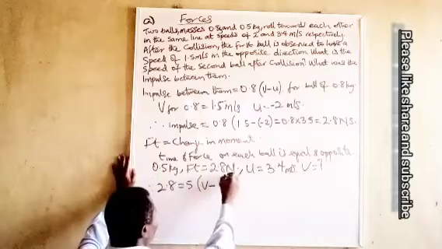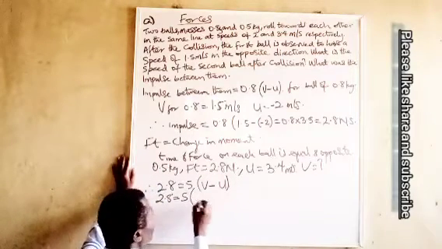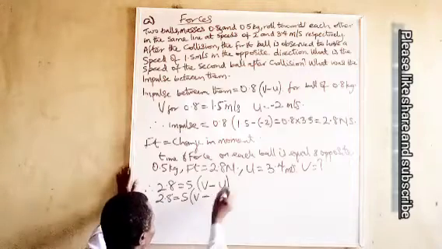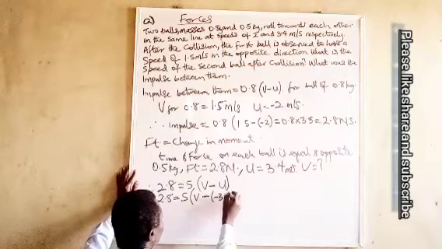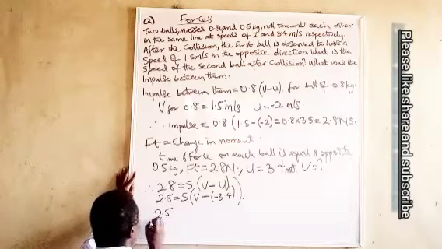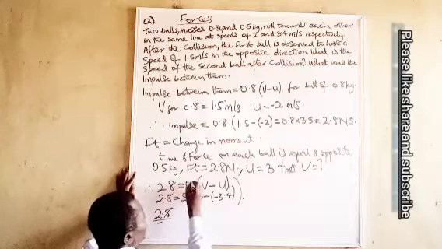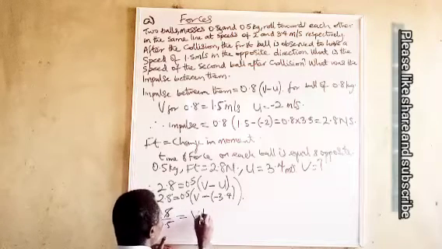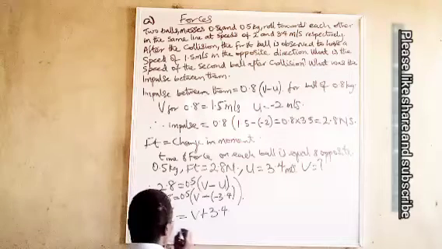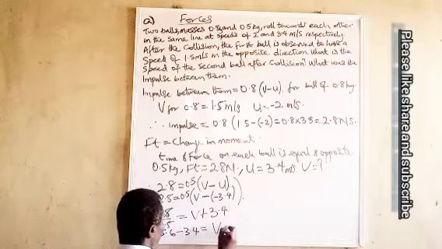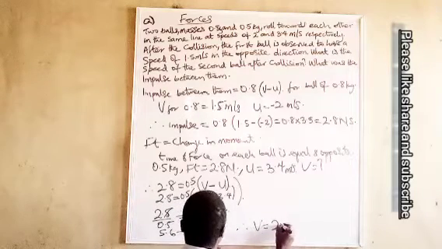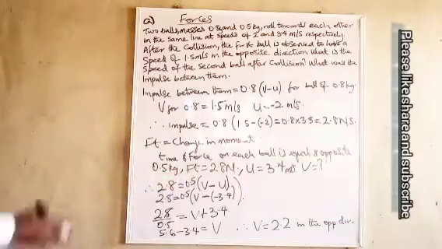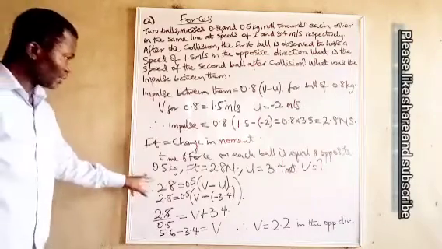Okay, so 2.8 is equal to 5 into V minus, you know, it is in the opposite direction. Therefore, this one will be minus 3.4. So 2.8 over 5, 0.5, will give me V plus 3.4. And 5.6 minus 3.4 is equal to V. Therefore, V is equal to 2.2 in the opposite direction. So you have to put the direction into consideration, in the opposite direction of the initial motion of the ball.